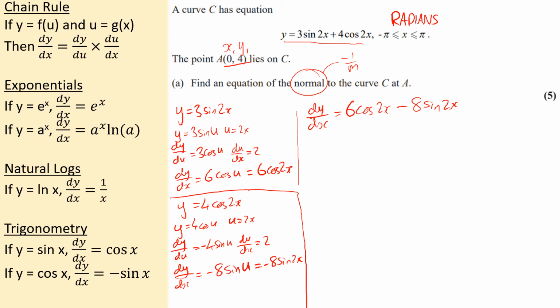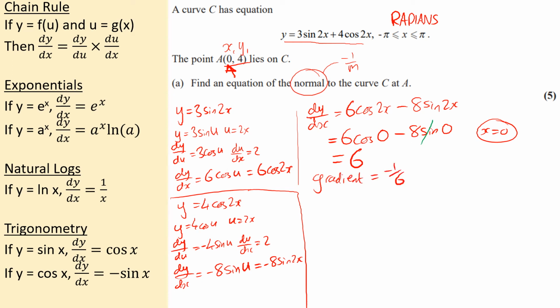And we want to find the gradient, so the gradient is where x equals 0. So we can sub in 0. That's going to give us 6 cos 0 minus 8 sine 0. Sine 0 is 0. Cos 0 is 1, so that's just going to give you a gradient of 6. Now, because we're doing the negative reciprocal, that means we need to flip that and make it negative, because we're finding a normal.